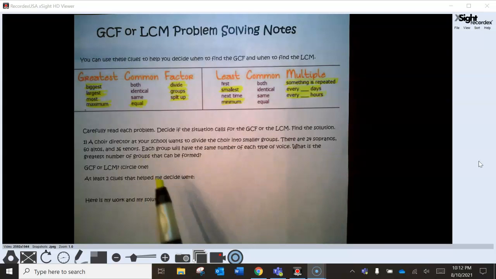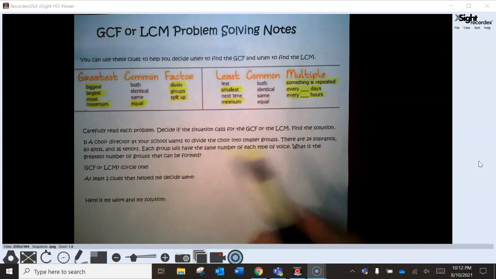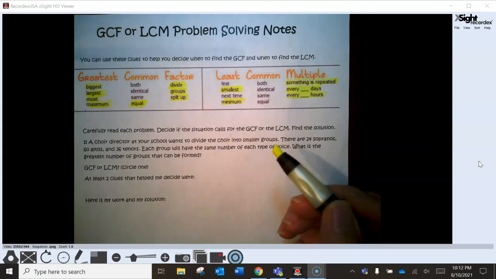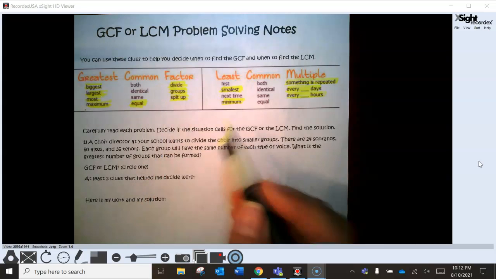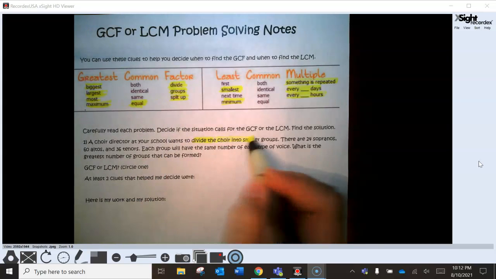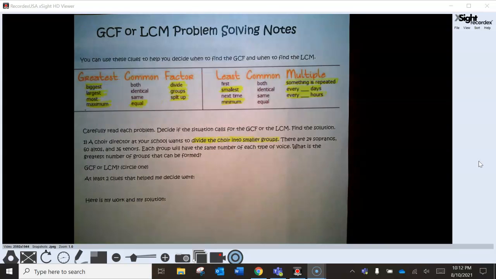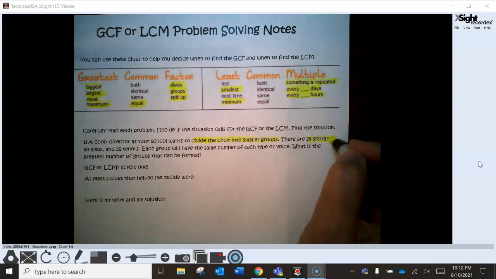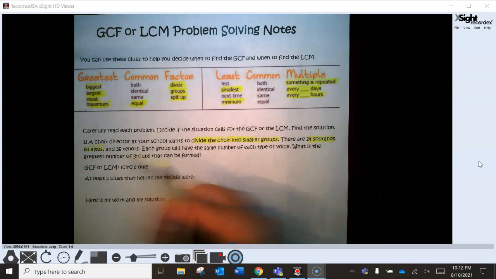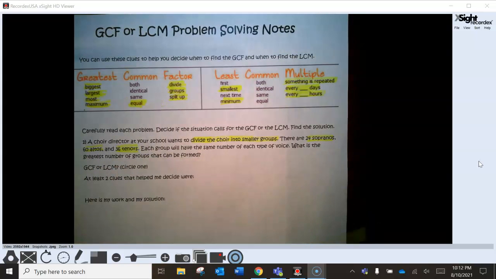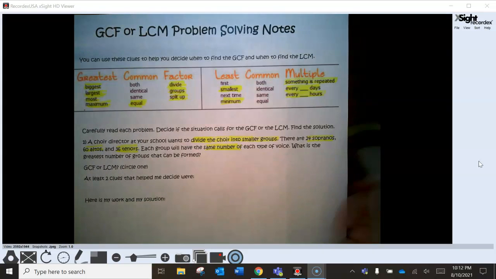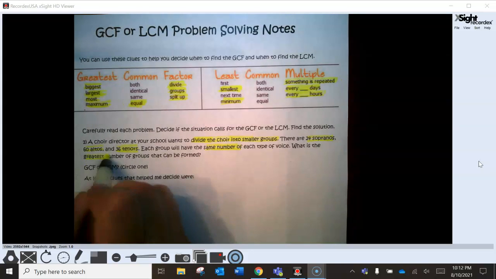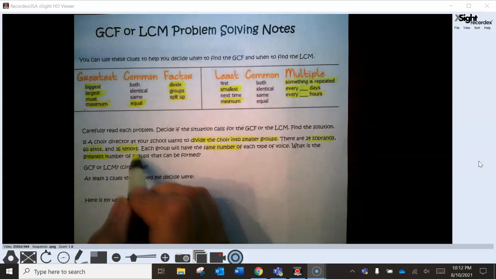Okay, so a choir director at your school wants to divide the choir into smaller groups. Do you see how it's saying dividing and groups? So we're going to divide the choir into smaller groups. There are 24 sopranos, 60 altos, and 36 tenors. Each group will have the same number of each type of voice. What is the greatest number of groups that can be formed?